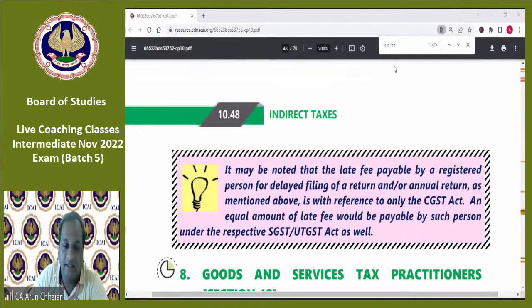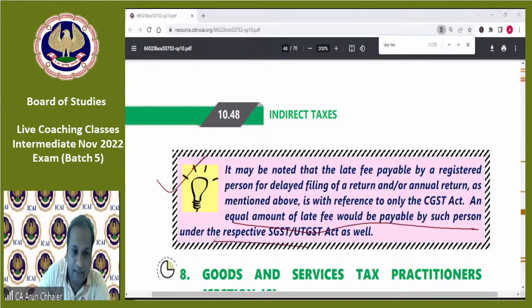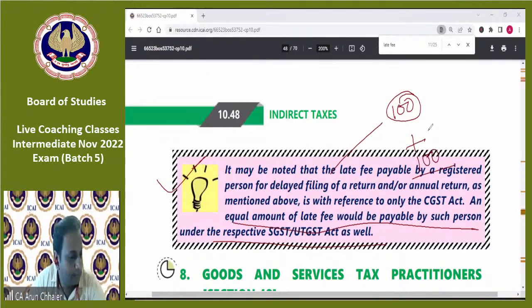You can see that it is written also. I hope it is clear. An equal amount of late fees would be payable by such person under the respective SGST Act also. So whatever late fees you are talking about, it is of CGST. A similar amount you have to add according to the SGST. Everything will be doubled.